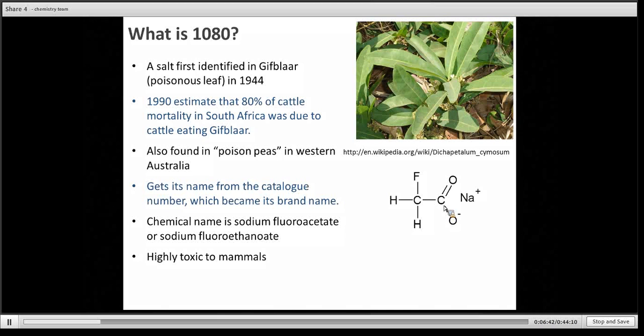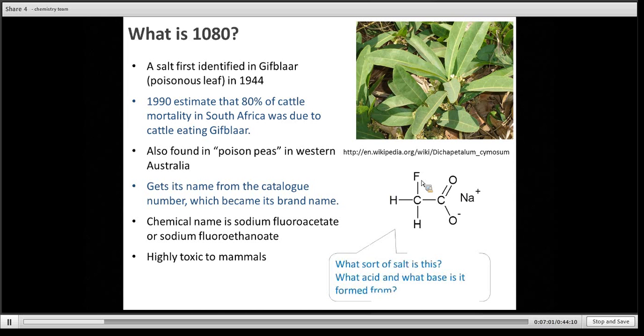So I'm just trying to find right there. Okay, now 1080, or sodium fluoroethanoate, is highly toxic to mammals. It does affect other creatures like birds and fish and so on, but to a much lesser extent. Very poisonous to mammals though.